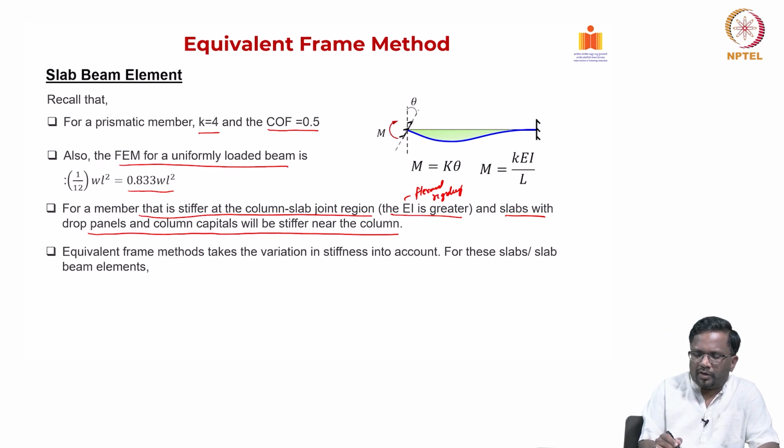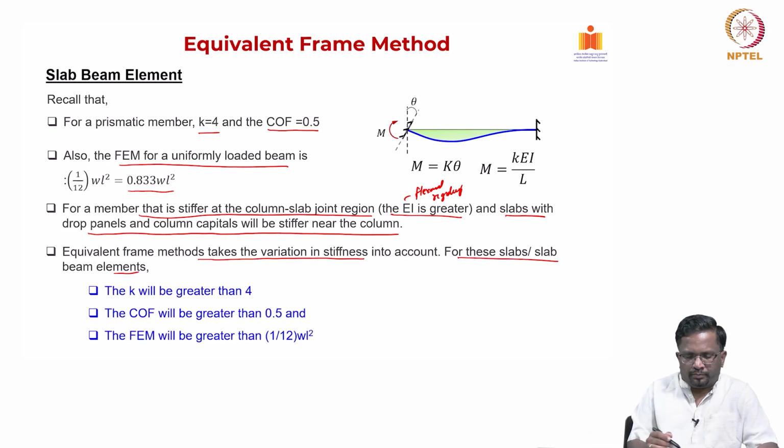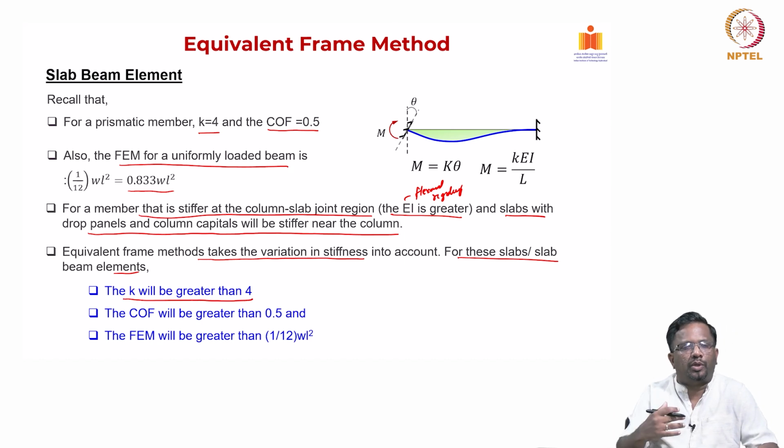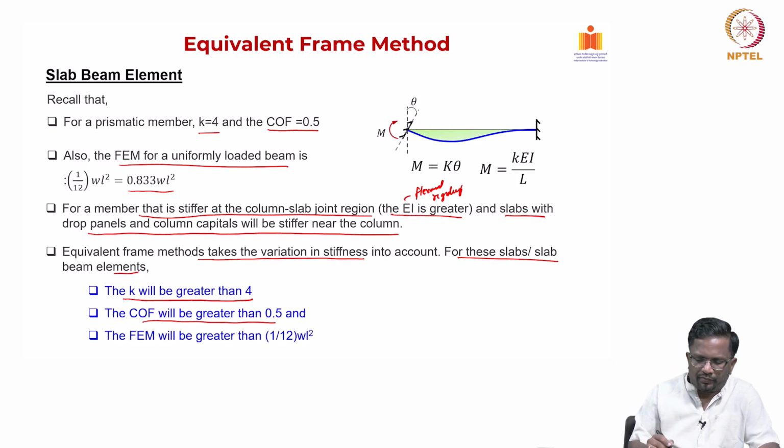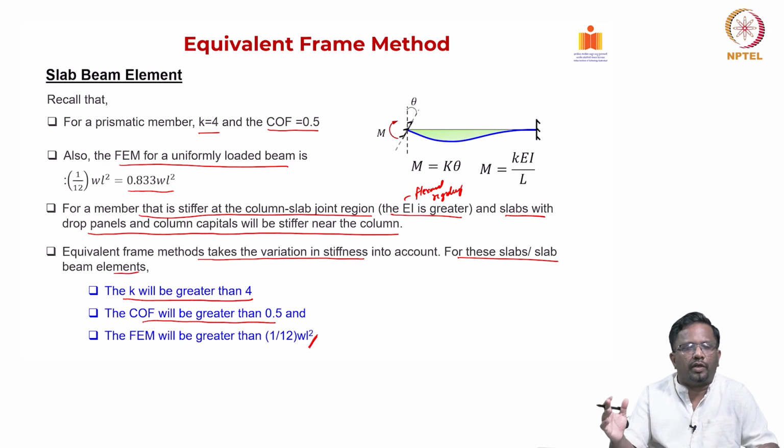So, the equivalent frame method takes the variations of these stiffnesses into account for these slabs or slab beam elements. Then we know that the stiffness factor will be greater than 4, because you do not have a prismatic section anymore, you have higher stiffnesses along the length of the member. Similarly, the carryover factor will be greater than 0.5, and the fixed end moment will be higher than WL square by 12. Now, all these values can be found for different configurations.